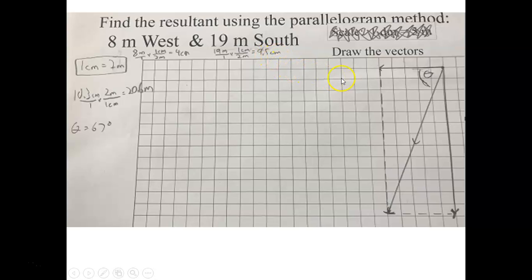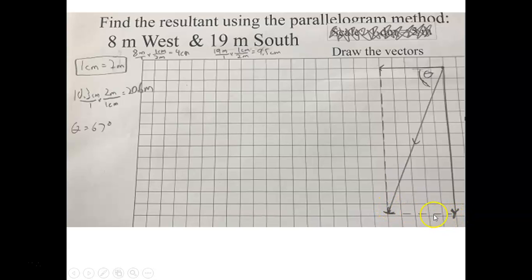So what I'm going to do is draw those vectors. I draw 4 centimeters west. I pick a starting point. Now, first off, I know I'm going to go west and south, so I started north and east. So I started in the northeast corner here. That way I'm going to have room. If you'd started down here, you would have run out of graph paper. So 4 centimeters west. And then I drew my 9.5 centimeters south down. Then I transferred this one over. Again, I'm going to draw this one from the tip of this one. I'm going to go down 9.5 centimeters.